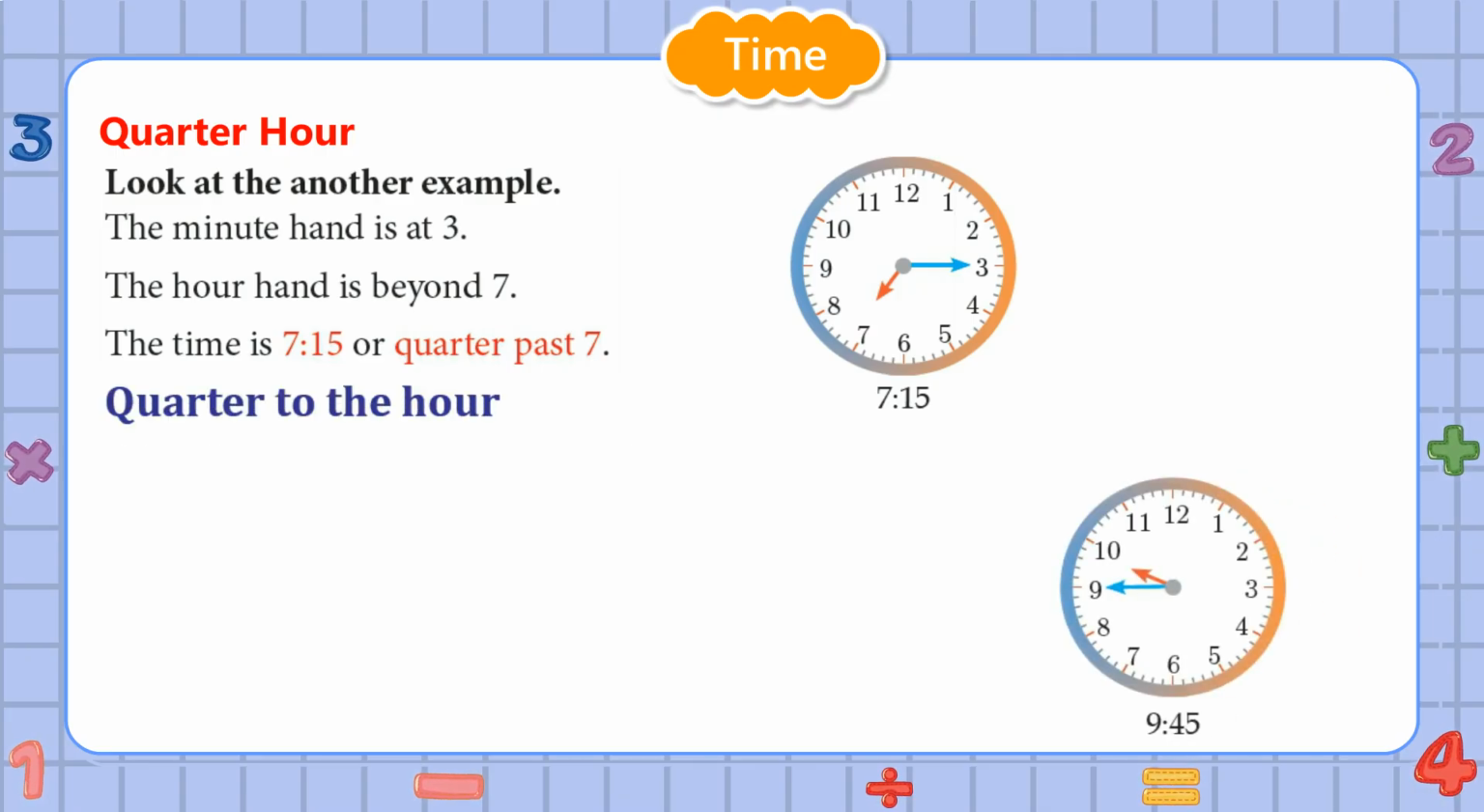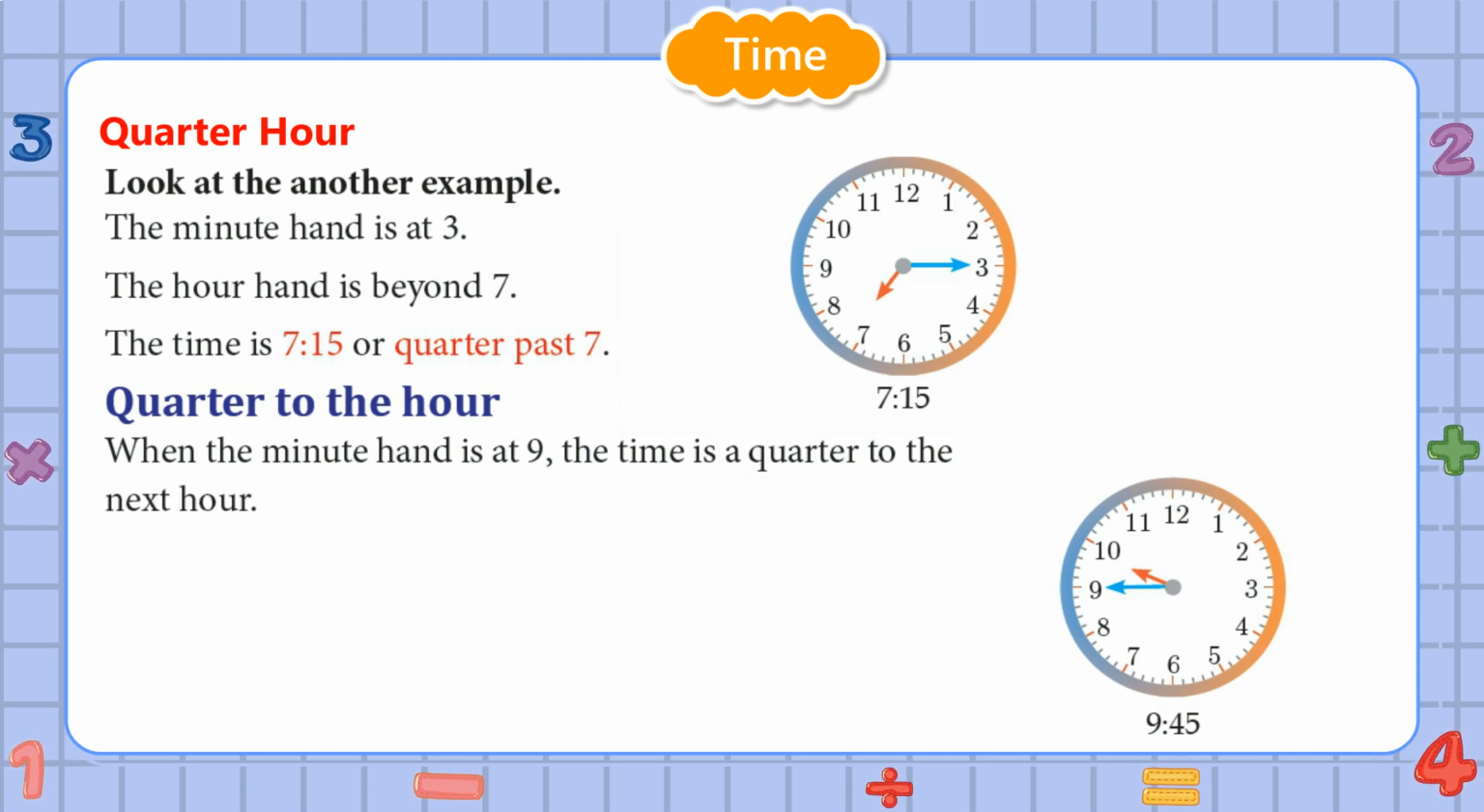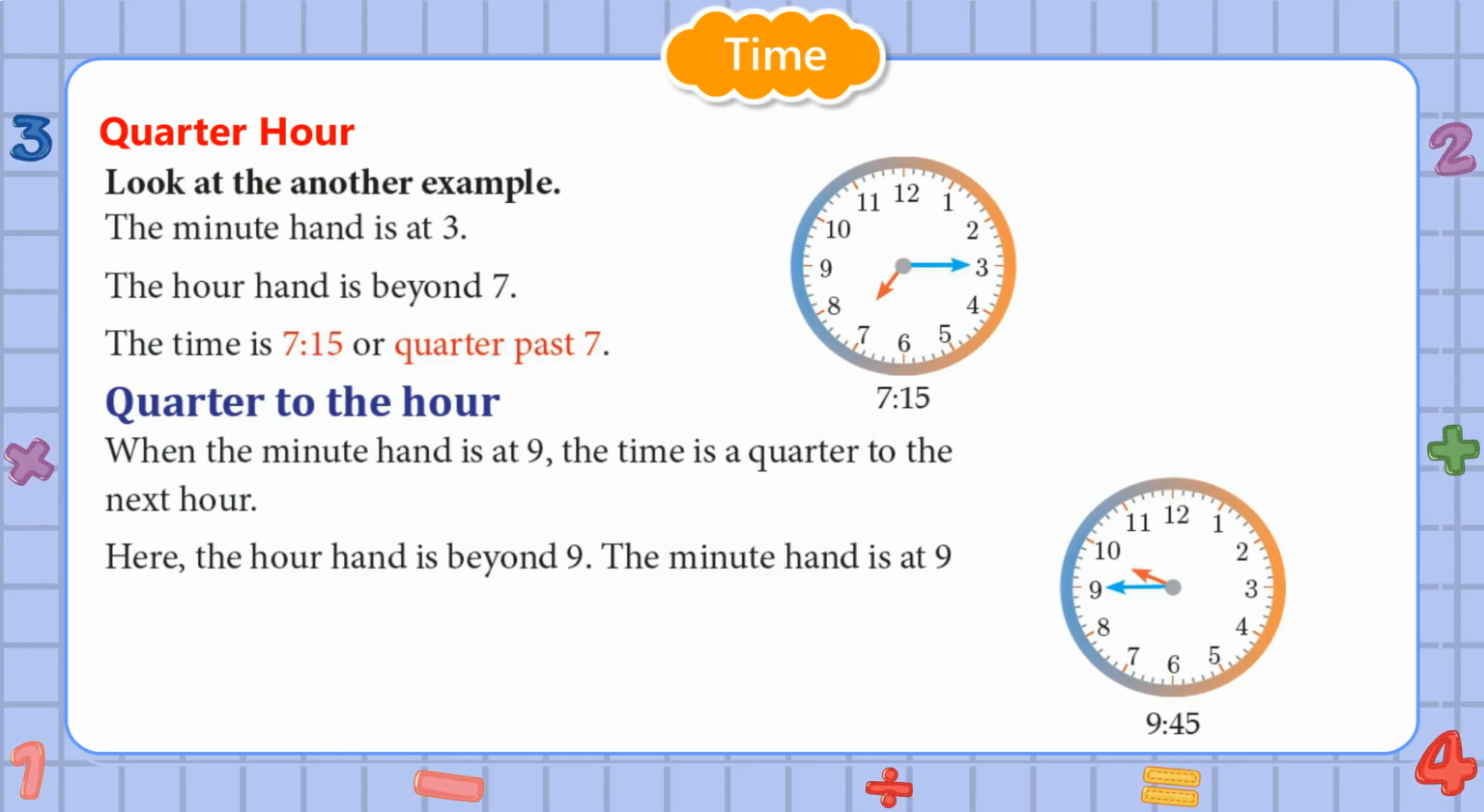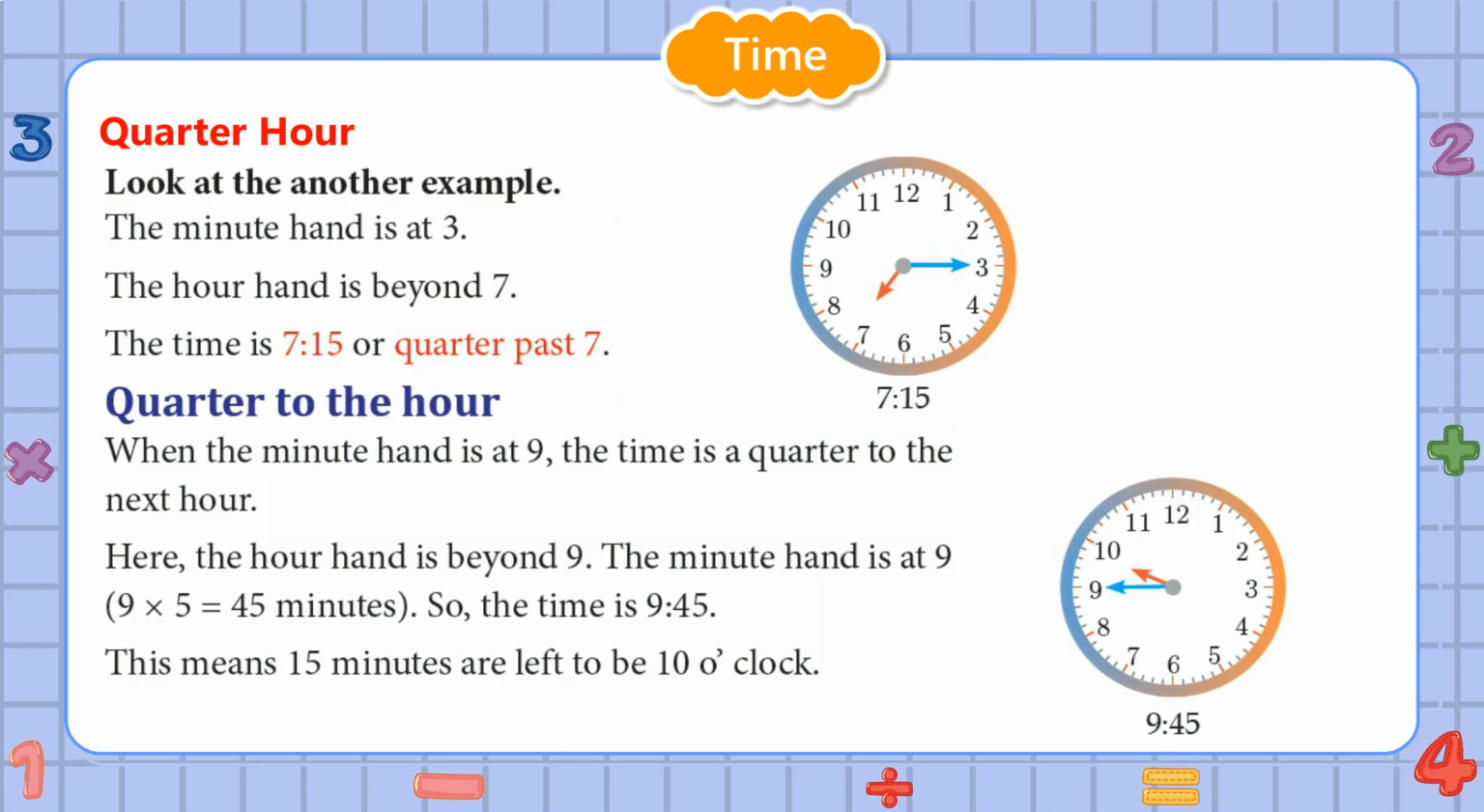Quarter to the hour. When the minute hand is at 9, the time is a quarter to the next hour. Here, the hour hand is beyond 9. The minute hand is at 9. 9 multiplied by 5 is equal to 45 minutes. So, the time is 9:45. This means 15 minutes are left to be 10 o'clock. So, we say it is quarter to 10.